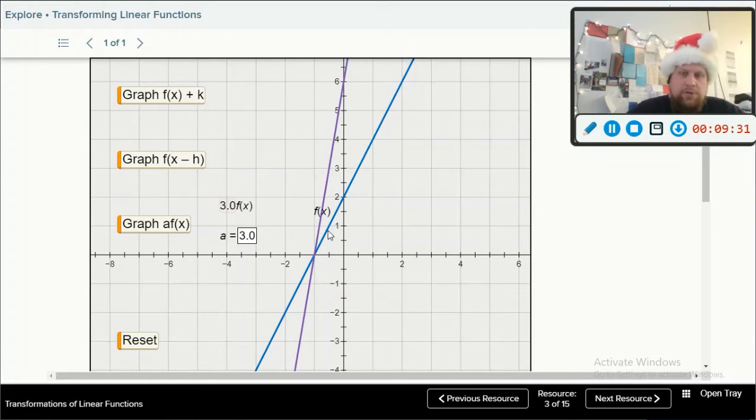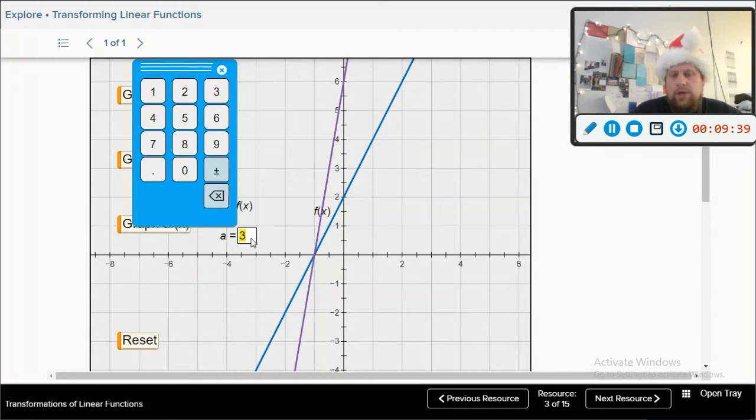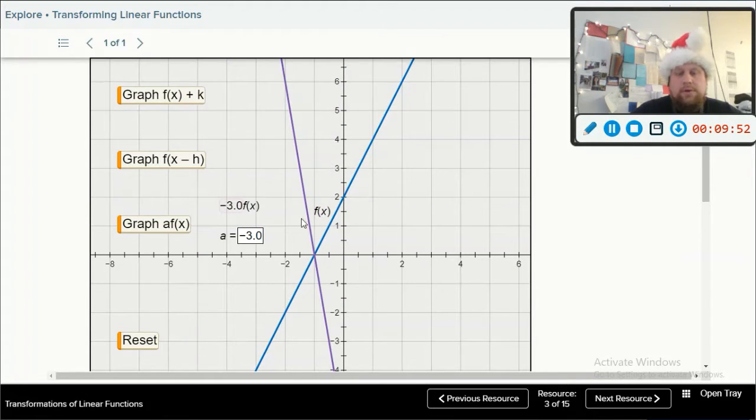What's happening here is we're stretching this vertically when we multiply it by a number greater than 1. In the same way, let's go to a number less than negative 1. Okay? So I'm going to go negative 3. Oh, there we go, too many of those. Notice what happened here. It's really the same slope. Let's look at the slope.